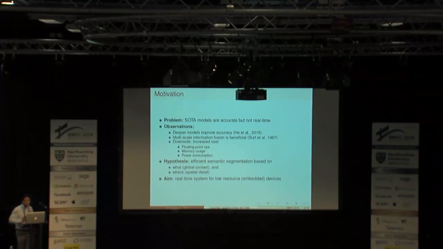So in this work, this is our hypothesis. Let's go back to the very basics of computer vision. We know for segmentation, what is there in the scene is quite important, and where they are is quite important. So this is our aim: can we learn these two pieces of information independently? Because the kind of information needed for these two tasks is quite different, which I'm going to explain later. Can we do that and achieve a real-time system in embedded devices? That is our aim.